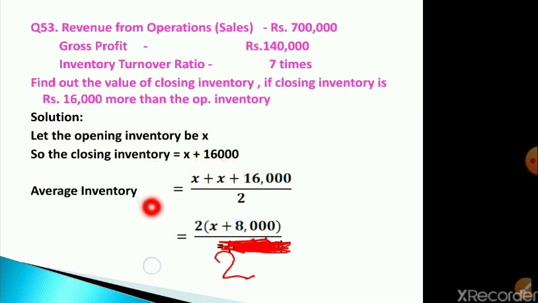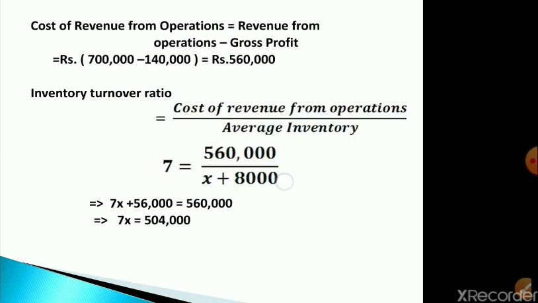So the formula for average inventory is (X plus X plus 16,000) divided by 2. That is 2X plus 16,000 divided by 2. If I take a 2 common, then I'll have X plus 8,000 divided by 2. So 2 is getting cancelled. So our average inventory will be X plus 8,000.